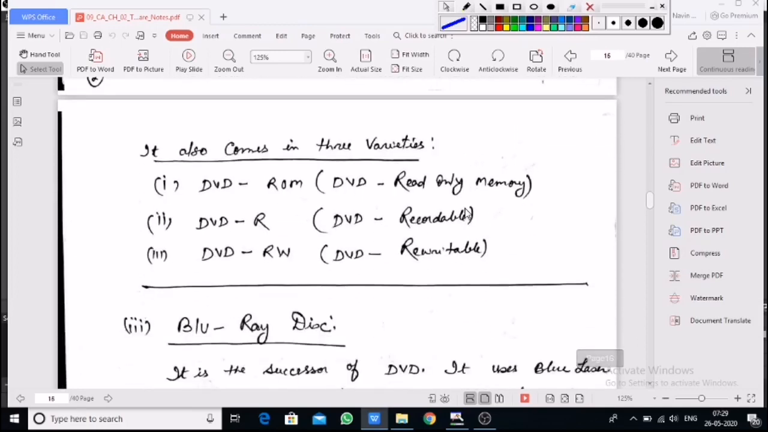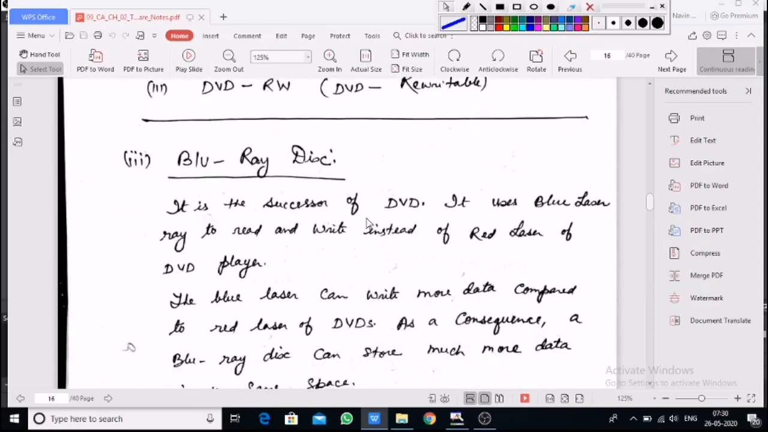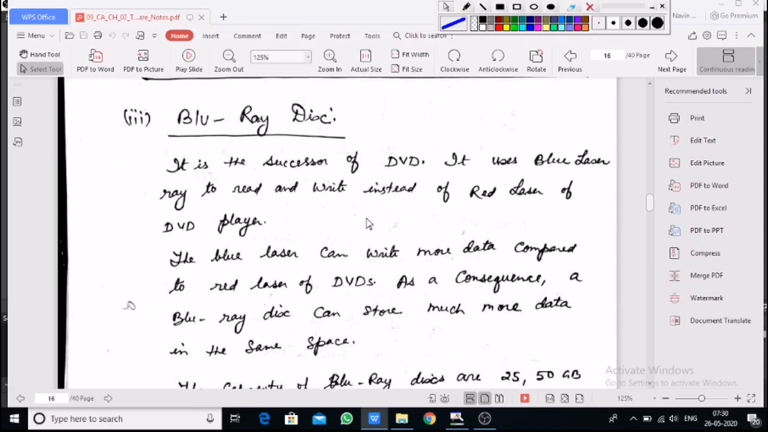It also comes in three varieties, like CD-ROM, CD-R and CD-RW were there, and DVD-ROM, DVD-R, DVD-RW. Read only, in which we can only read movies, songs, and games DVDs. DVD-R is recordable, in which we can record our data, and RW is rewritable, where you can rewrite the data multiple times. You can write the data and use it as per your requirement.